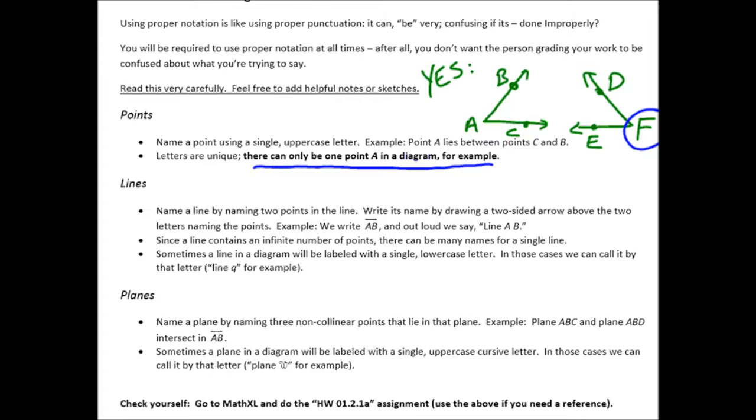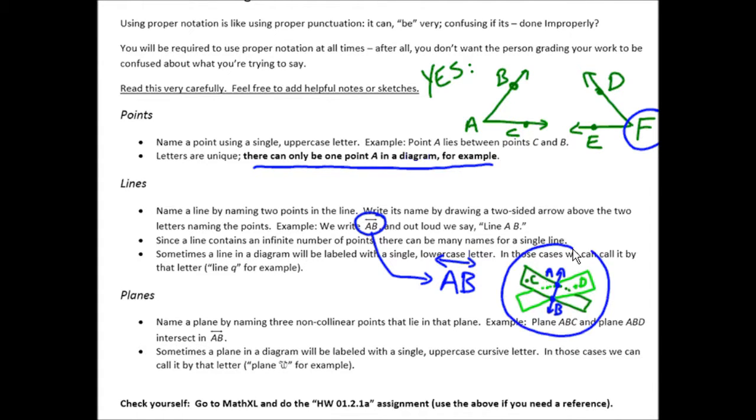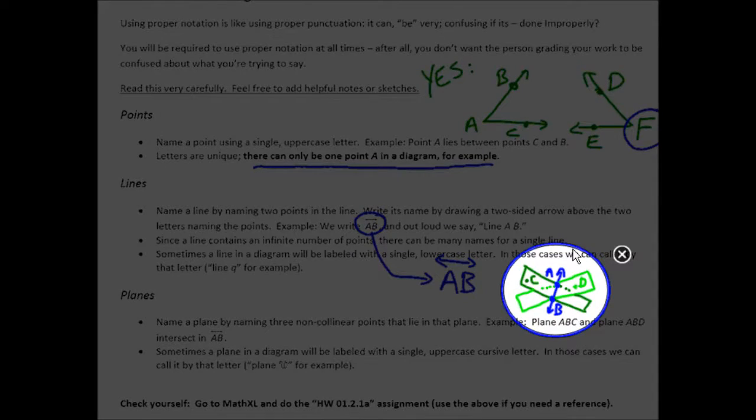I'm also going to emphasize the symbols on top of the name of a line. They can be hard to read, especially in the video. So I'm going to emphasize line AB. This is a double arrow on top of the AB. Also, here's a rough sketch of planes ABC and ABD intersecting in line AB.